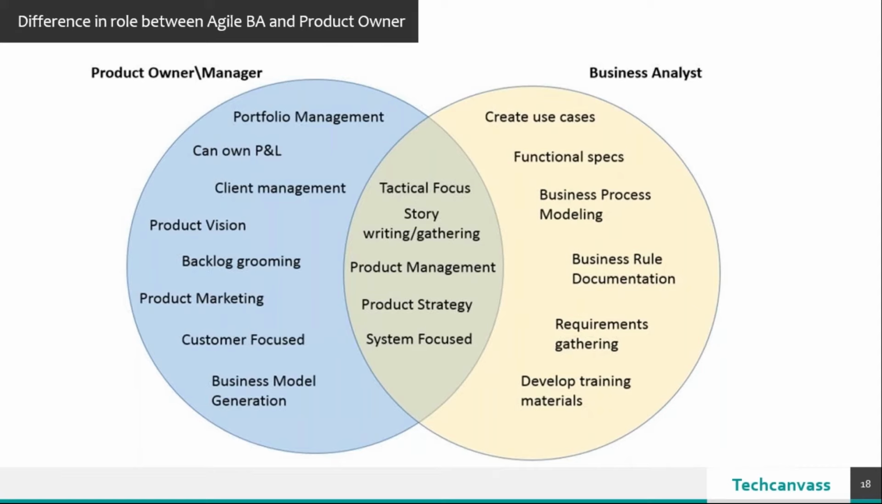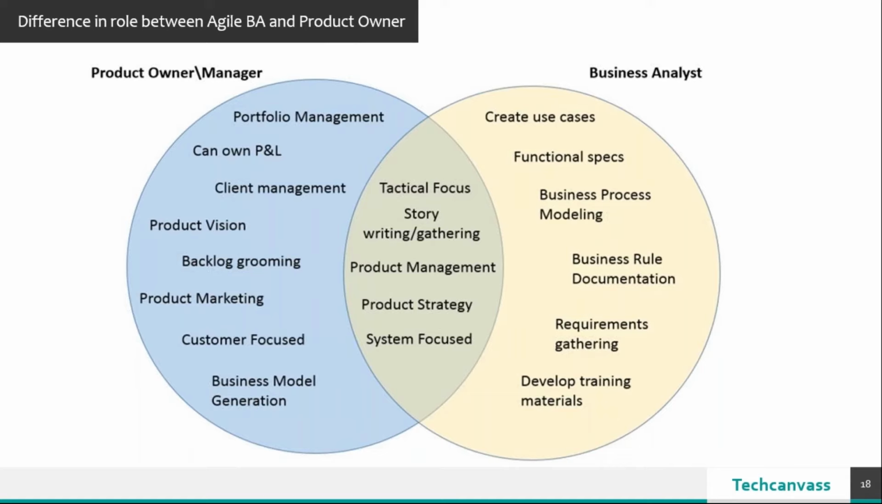The product owner basically manages the complete portfolio of the product. So which are the features probably you want to go ahead with, or probably if you want to stop working on one of the features. That kind of decision making is what the product owner does. And the product owner is owning the complete profit and loss for the product. And a lot of client management, because they're talking to the end users.